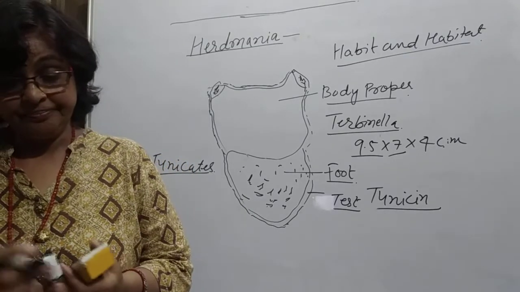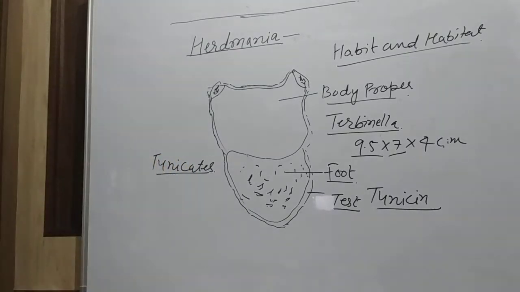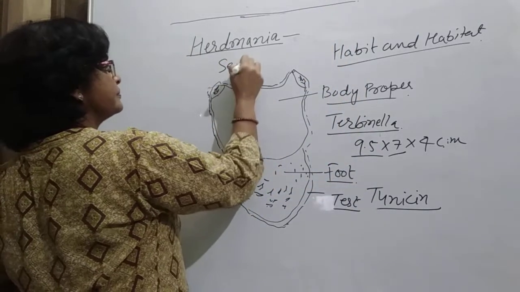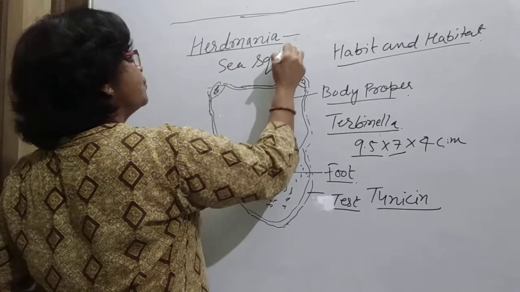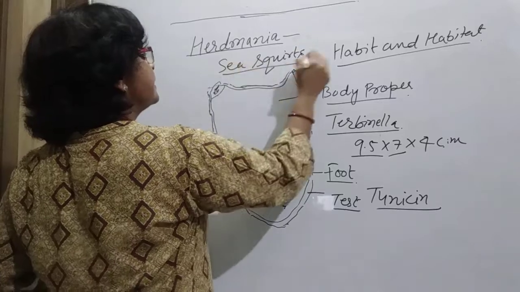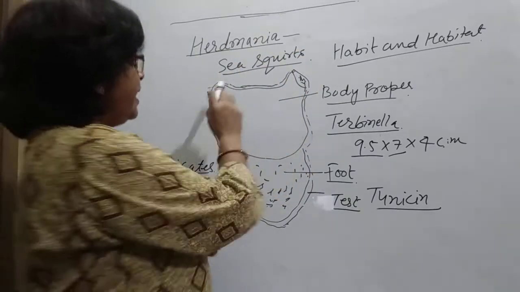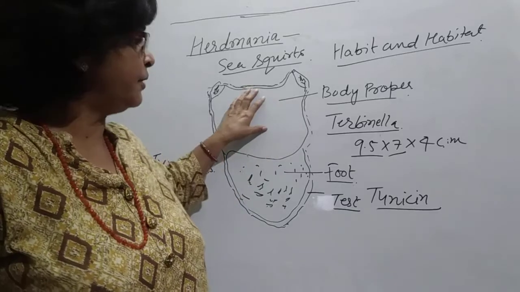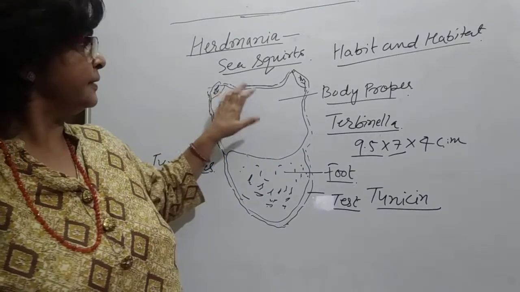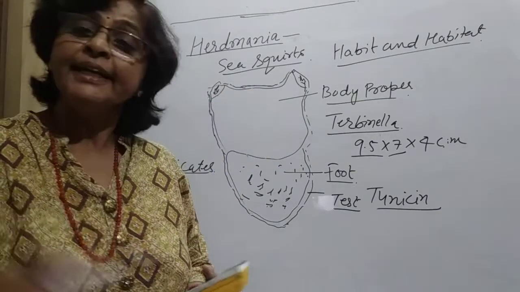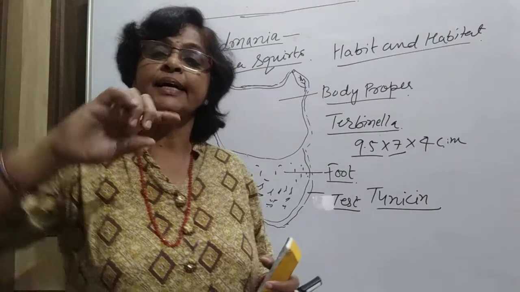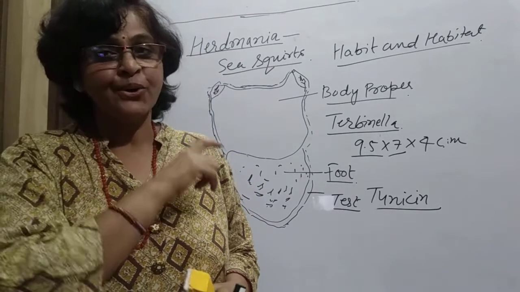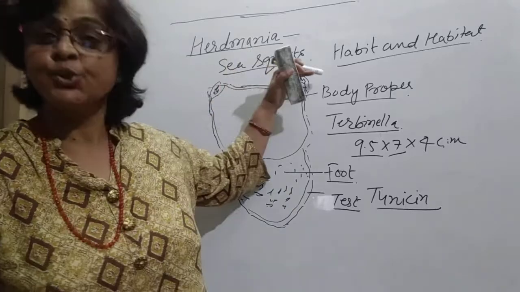They are also commonly known as sea squirts, because they have these two openings on the distal part of the body proper, and from here they suddenly squirt out the water, so they are known as sea squirts.